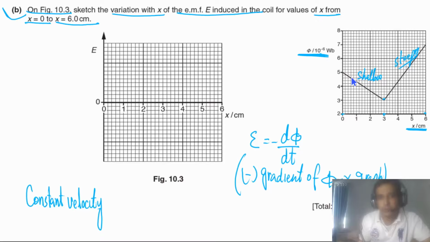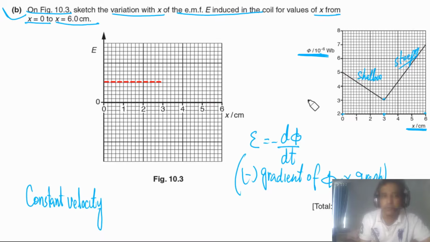So we simply need to look at the gradient of this one. The gradient of this one is negative, so EMF has to be positive. So we can draw a line here up to 3 centimeters. So the EMF has to be positive.